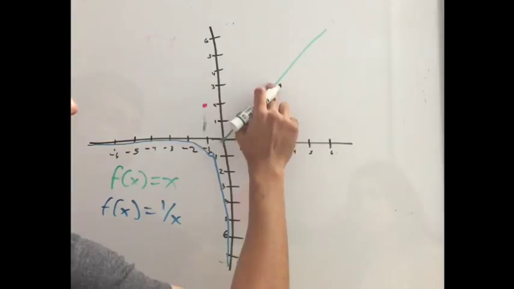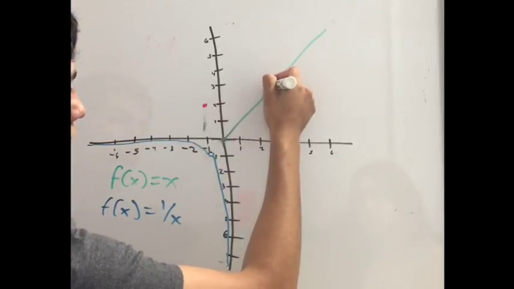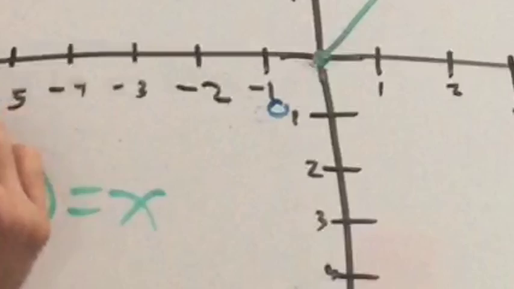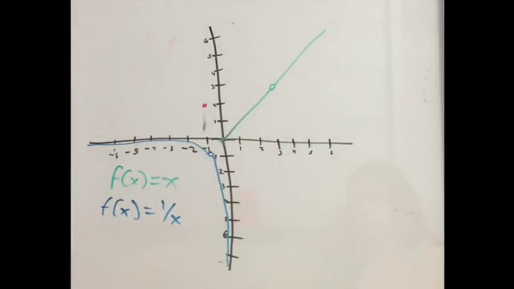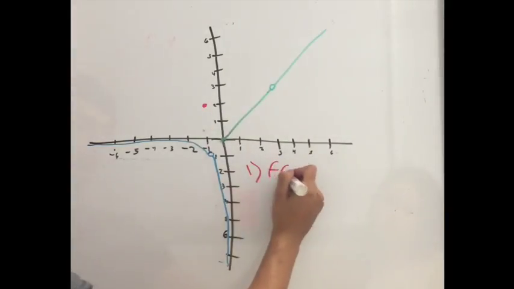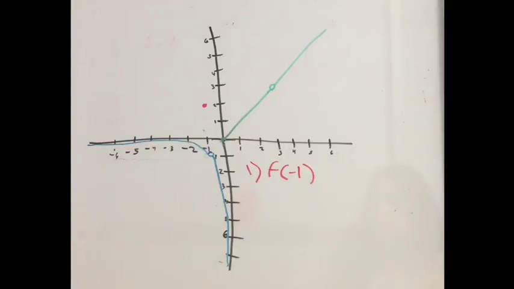Also, we have two gaps in this graph. The first one is at (-1, -1), and another one at (3, 3). So our graph should look like this. Now, our first problem is to answer whether the value of f(-1) exists or not.